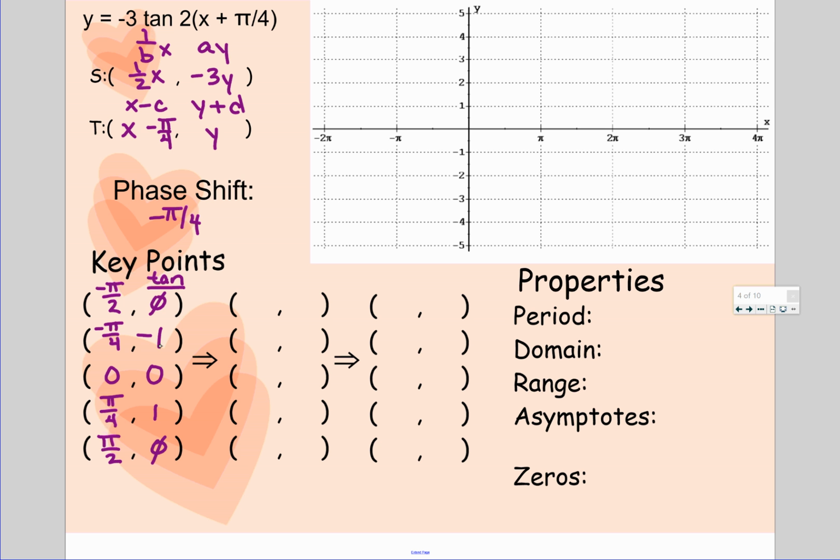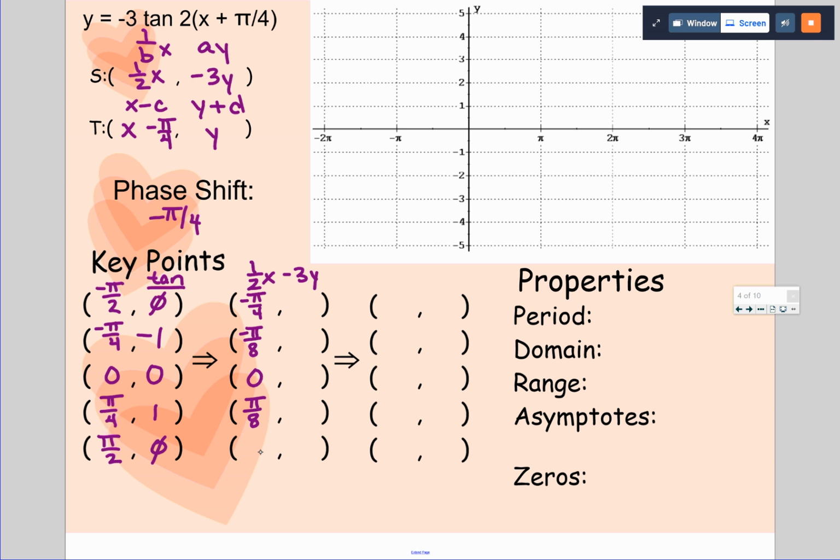All right, now we're going to apply our rules. So I need to do 1/2 times my x's and negative 3 times my y's. 1/2 times my x's are going to give me negative pi over 4, negative pi over 8, 0, pi over 8, pi over 4. If something is undefined, it will remain undefined. There's nothing that I can add, subtract, multiply, divide by it to change that. So negative 3 times an undefined value is still undefined. Negative 3 times negative 1 is 3. Then I have 0, negative 3, and my last value is undefined.